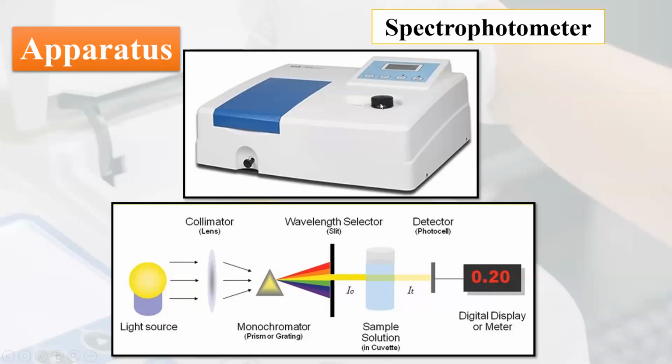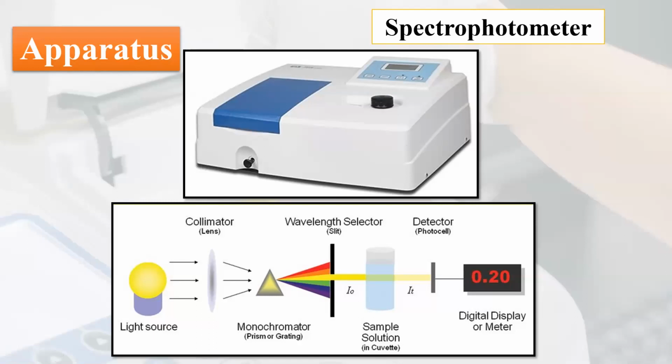By rotating it, the different filters will be changed. There are 7 filters: A, B, C, D, E, F, G. We operate this by rotating the knob, and the filter changes from A to B, B to C, C to D, like this. Here there is a small provision to put the cuvettes. A cuvette is nothing but a small test tube. In that test tube, we take the solution.